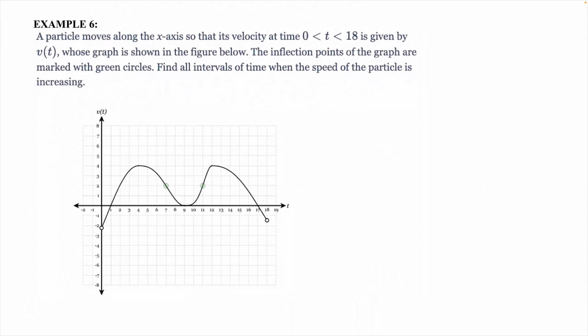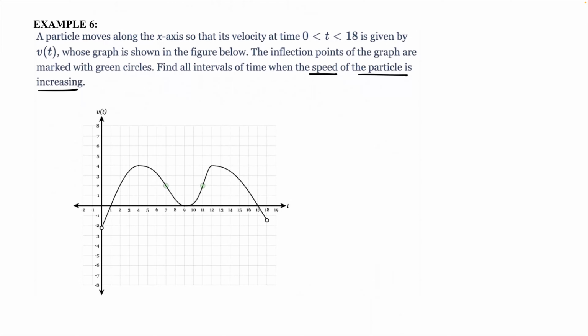Okay, so we get a graph again. Different graph, but a graph. A particle moves along the x-axis so that its velocity, for time from 0 to 18, is given by v of t, whose graph is shown in the figure below. The inflection points of the graph are marked with green circles. There's circles on yours, but they're not green. So we have to find all intervals when the speed of the particle is increasing.